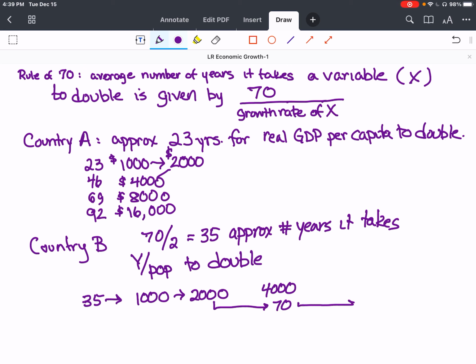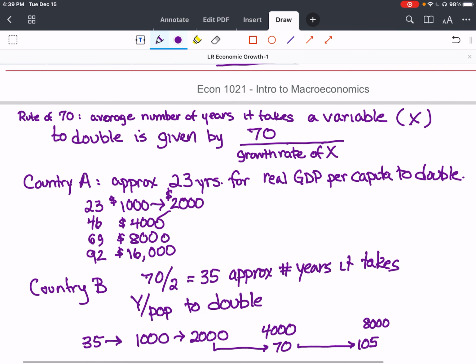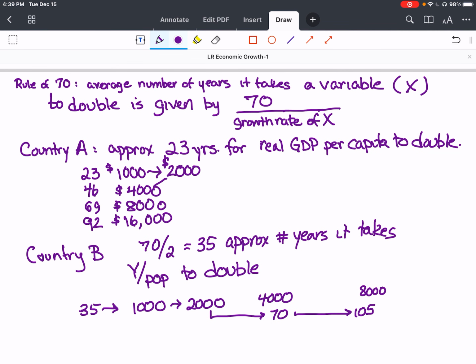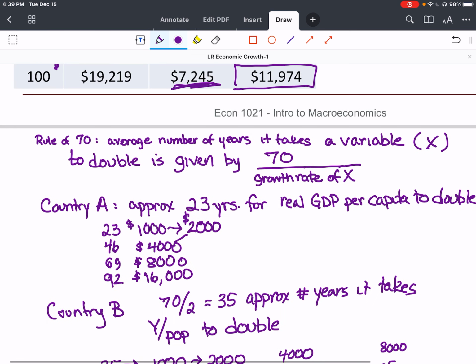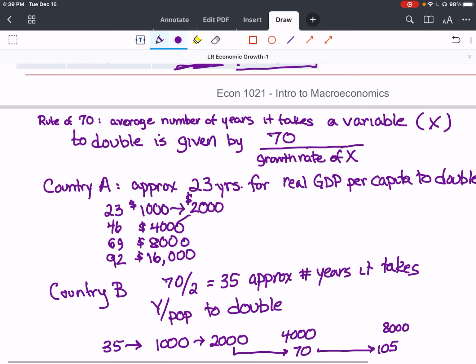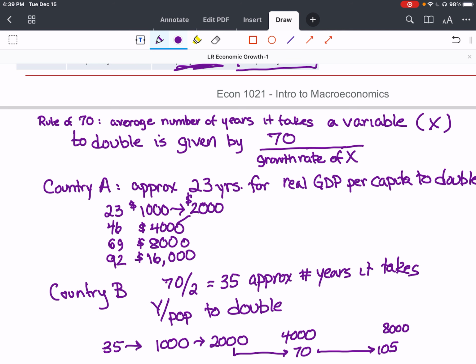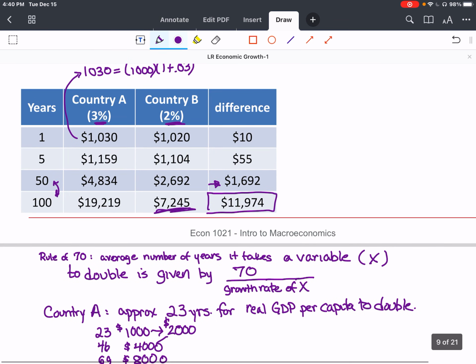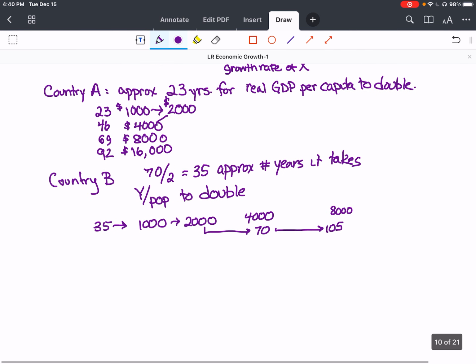Another 35 years takes us actually a little bit longer, to year 105 beyond this, and that would be, according to this rule, around 8,000. And of course, we saw that after 100 years, GDP rose by about 7 times, not the full 8 times. We saw that number up here. And as a result, again, we have the same observation that after 100 years, GDP per capita in country A is almost 3 times bigger than GDP per capita in country B, just because of these relatively small differences in growth rates, but because growth compounds the growth that occurred previously. So we grow and grow and grow based on what was happening previously.